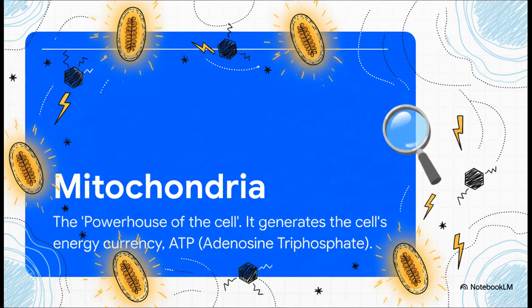Okay, but think about all this work. Making things, shipping them, cleaning up, none of it could happen without energy. So where does the power come from? That's the job of the mitochondria. You've probably heard it called the powerhouse of the cell, and that's exactly what it is. It takes the food the cell gets and turns it into ATP, which is the energy currency that fuels literally everything else.